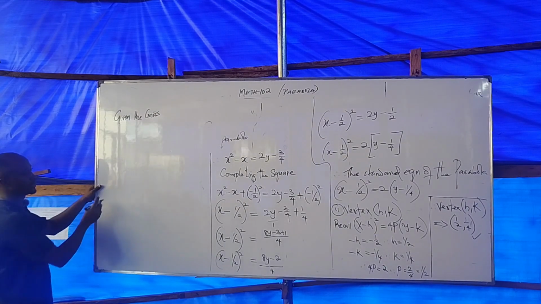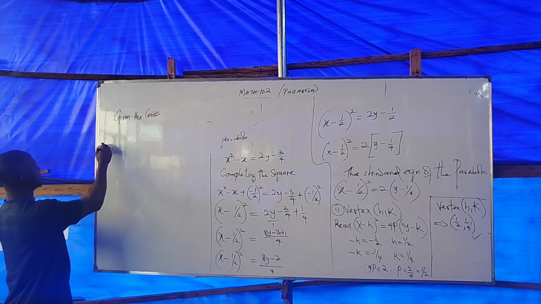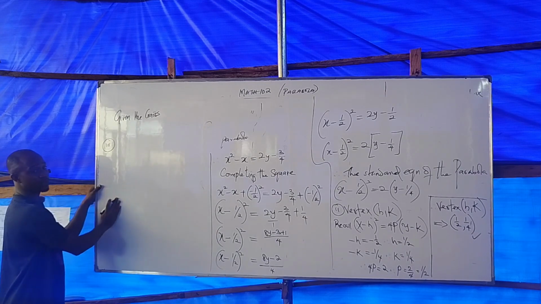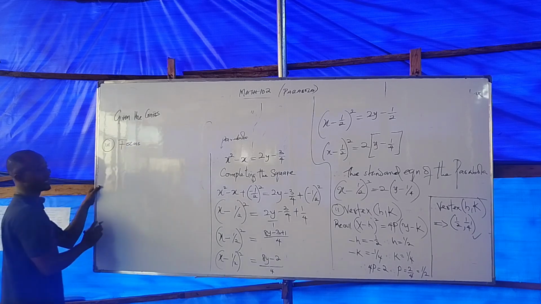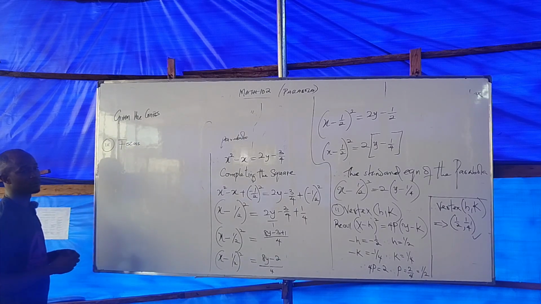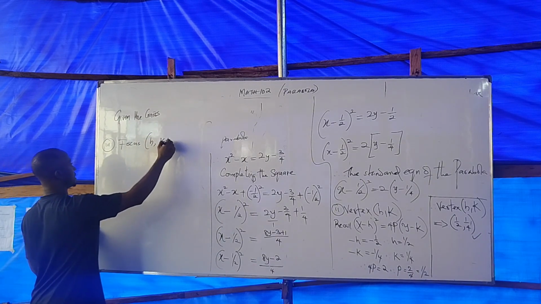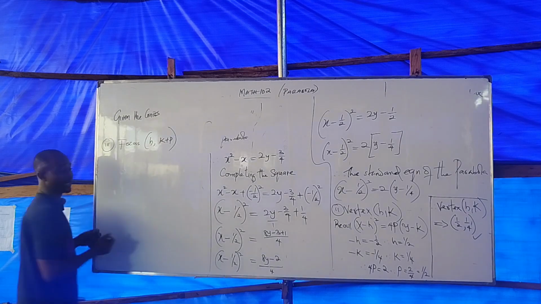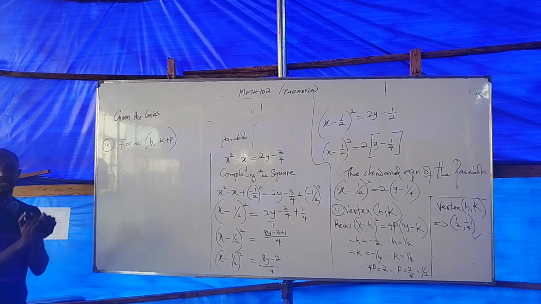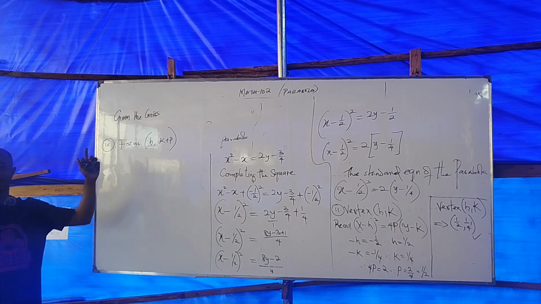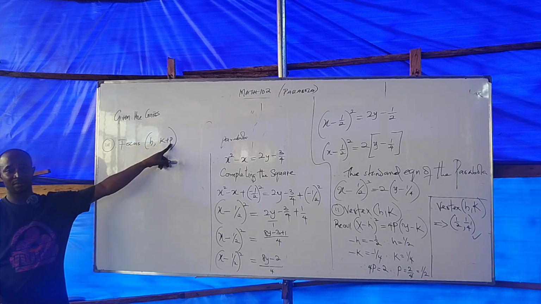We have to find what next. What is the next thing we are looking for? Is that the focus? The focus, right? The formula I give for focus is h comma k plus p. Are you aware? Why is it k plus p? Because the parabola is enclosing the positive y. That means I'm going to add p to k. Remember that?